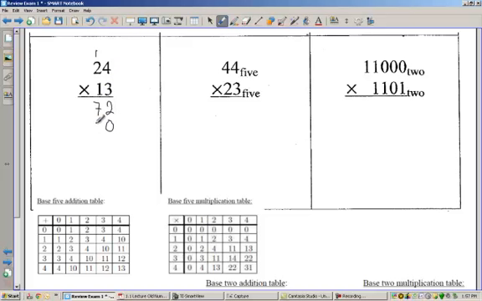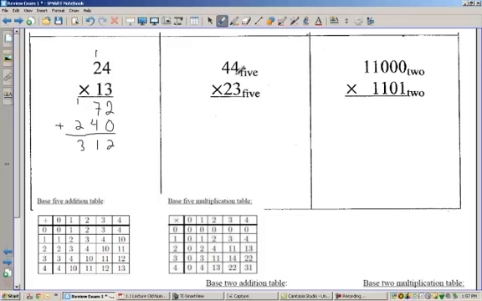1 times 4 is 4. 1 times 2 is 2. And I simply add the two numbers. So 2 plus 0 is a 2. 7 plus 4 is 11. So I add 1 and carry the 1. 1 plus 2 is a 3. So my answer is 312.